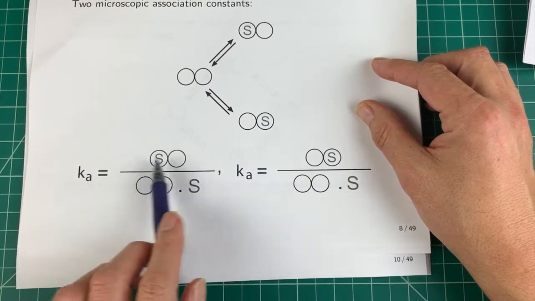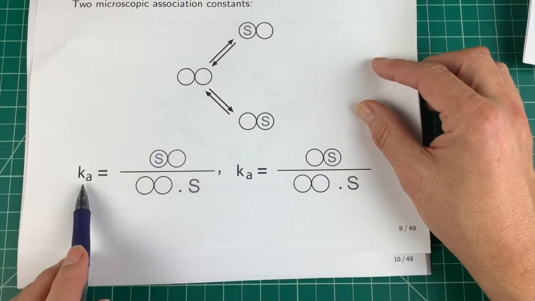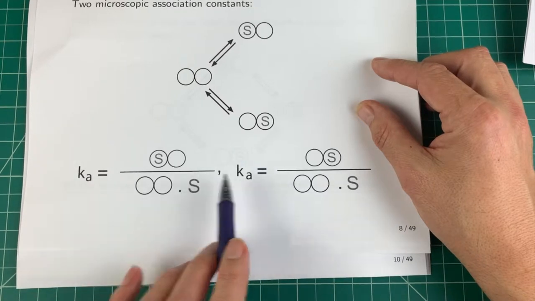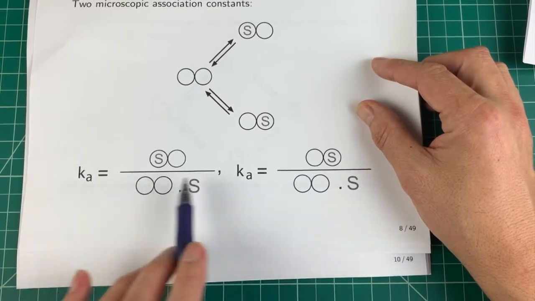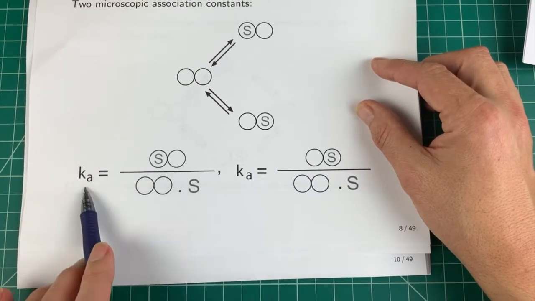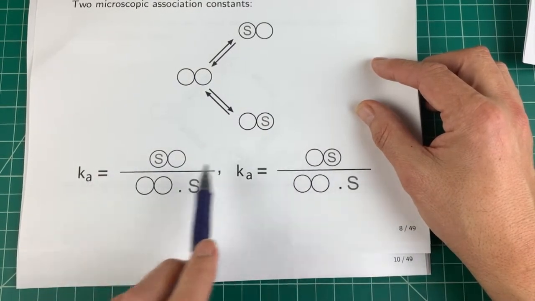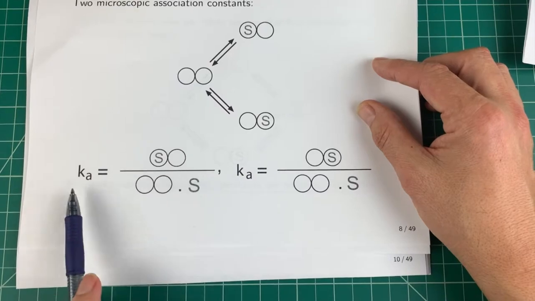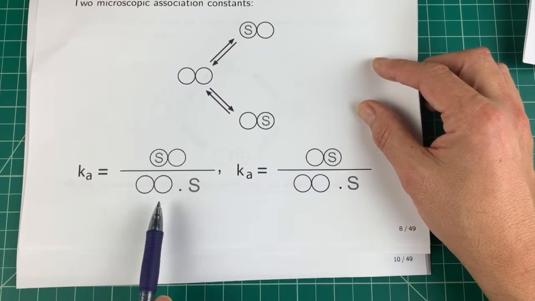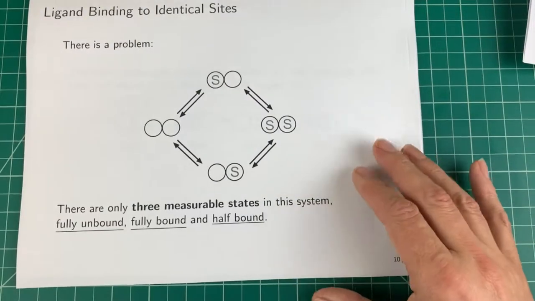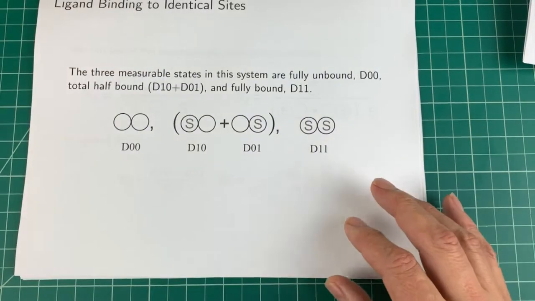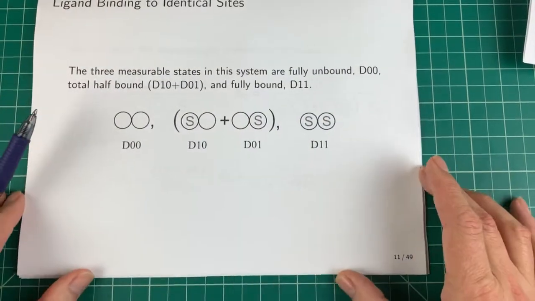Now, of course, I can't measure these. So these association constants aren't actually measurable. But they're the actual true association constants. If I could somehow measure these states, I could get hold of these true association constants. So what do we do? Well, let me just turn this into symbols.